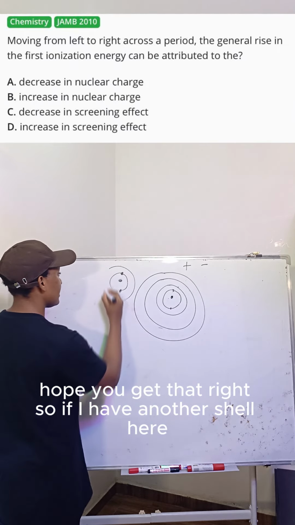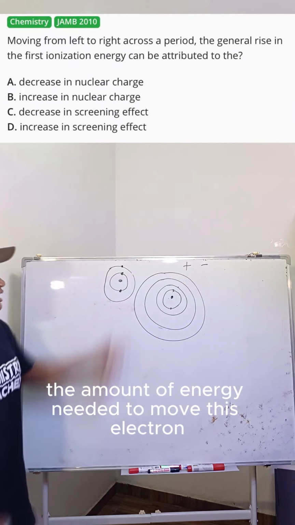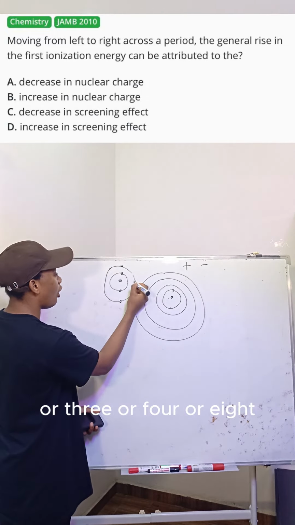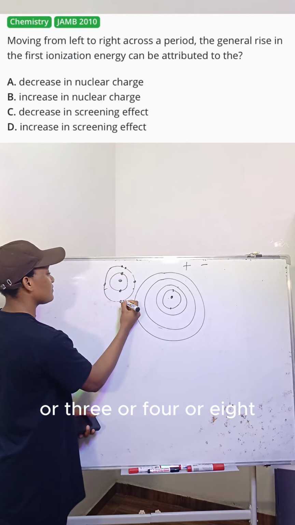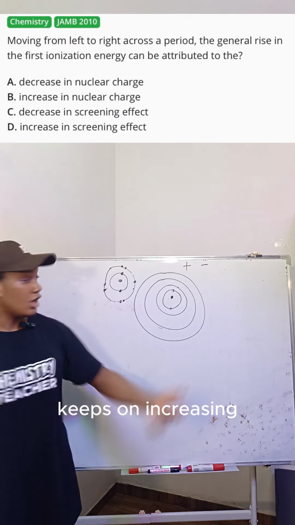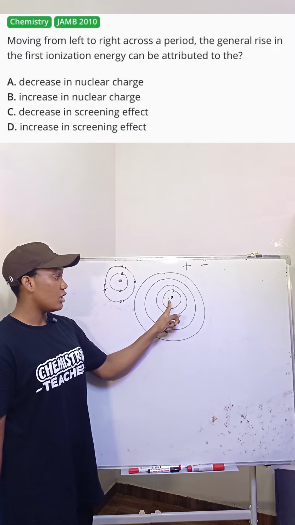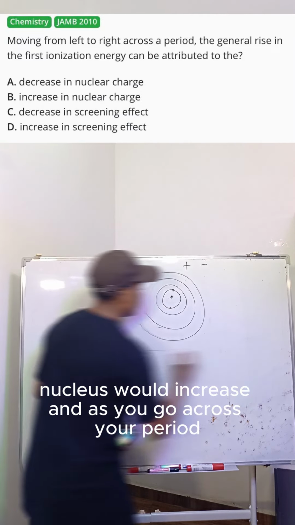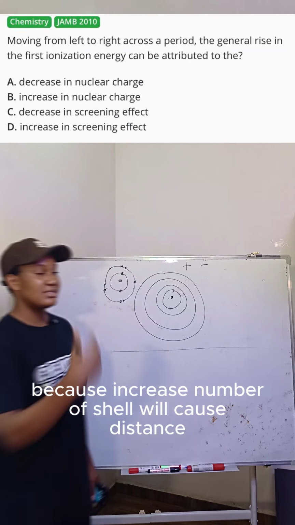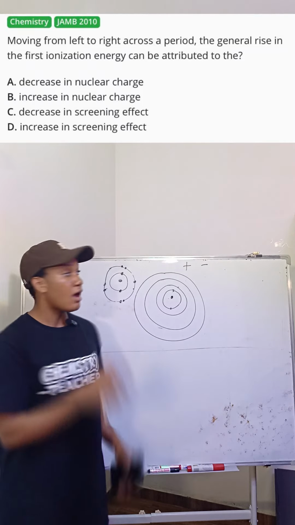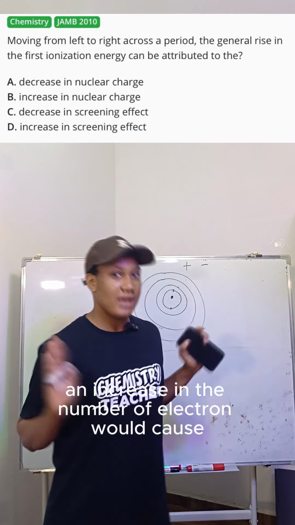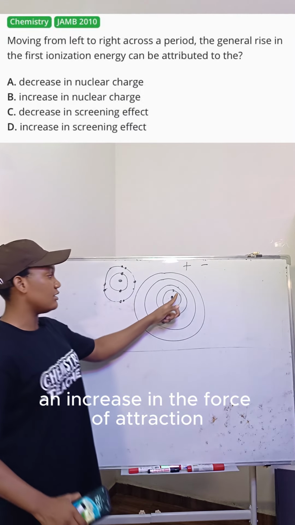So if I have another shell here and I have just one electron, the amount of energy needed to remove the electron is not as much as you would need if there are 2 electrons, or 3, or 4, or 8. Hope you get this right. So as the number of electrons on an atomic shell keeps on increasing, the force of attraction between it and the atomic nucleus would increase. And as you go across your period, what increases is not the number of shells, because that would mean more distance from the nucleus. But what increases here is the number of electrons. An increase in the number of electrons would cause an increase in the force of attraction.